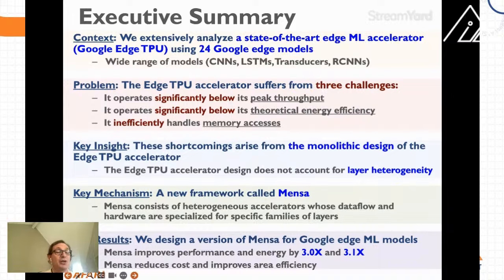Essentially, we developed a framework here that consists of heterogeneous accelerators whose data flow and hardware can be specialized for specific families of layers. And I'm going to show you some results. We developed three heterogeneous accelerators, if you will. One is processor-centric, two of them are data-centric. Essentially, we can improve energy and performance by more than 3x at the same time. And we can also improve area efficiency compared to the baseline Google TPU. So you actually improve performance, energy, and area all at the same time if you customize the system.